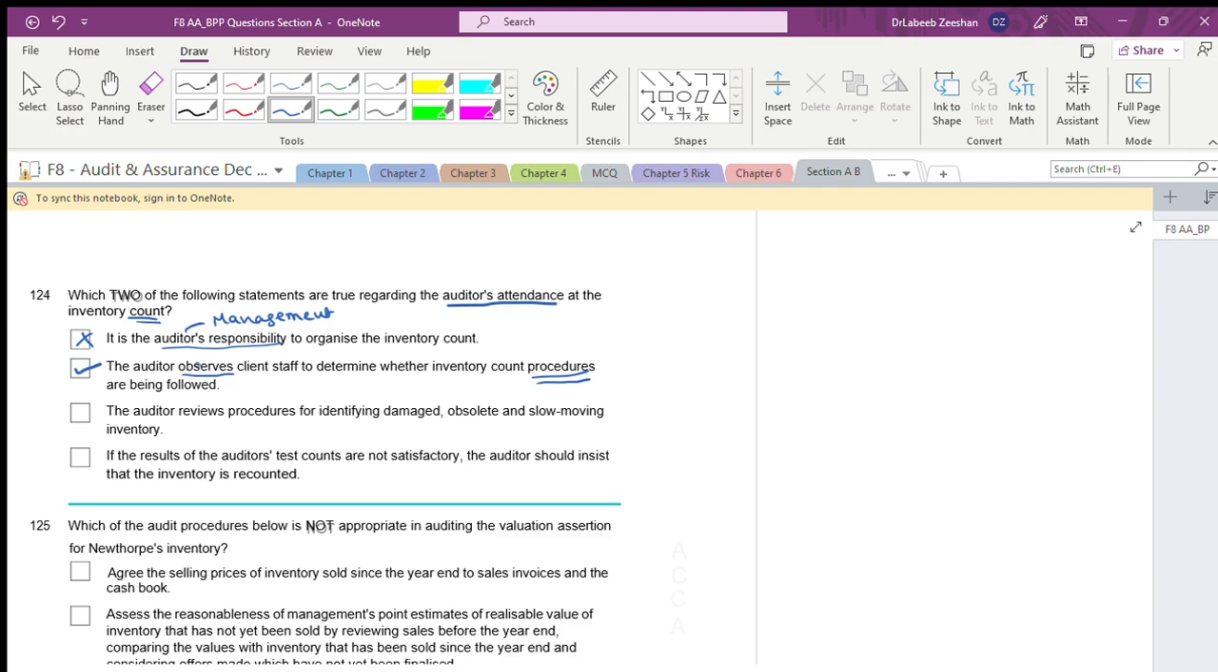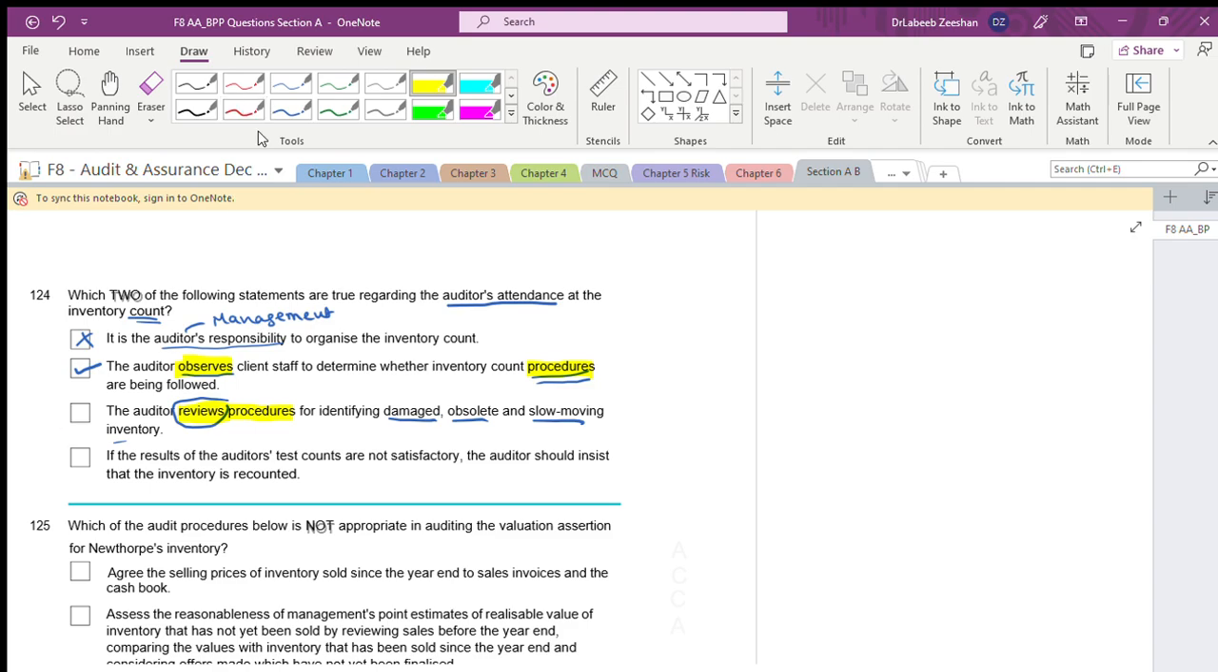The auditor reviews procedures for identifying damaged, obsolete and slow moving inventory. What will the auditor do? The auditor will observe. The auditor will review. These are the things which are very much relevant. The auditor will observe, the auditor will review the procedures. Here also the auditor will observe the procedures. Here also the auditor will review the procedures.